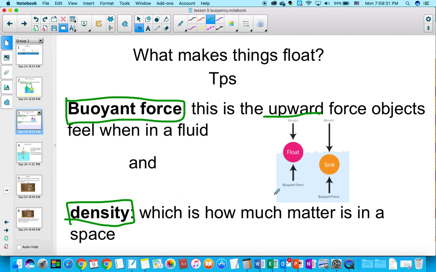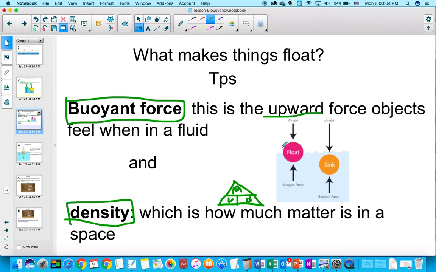And if you remember, density can be calculated via this triangle. You have M over V and D, right? If you want to find the density, it's mass divided by volume, which gives you density. So density is how much stuff or matter is in a given space, and buoyant force is the upward force an object feels when in a fluid.